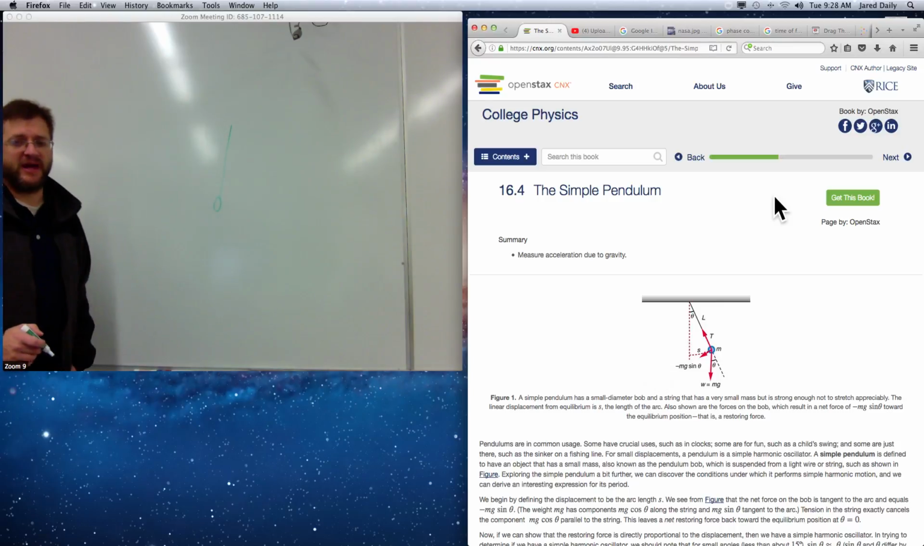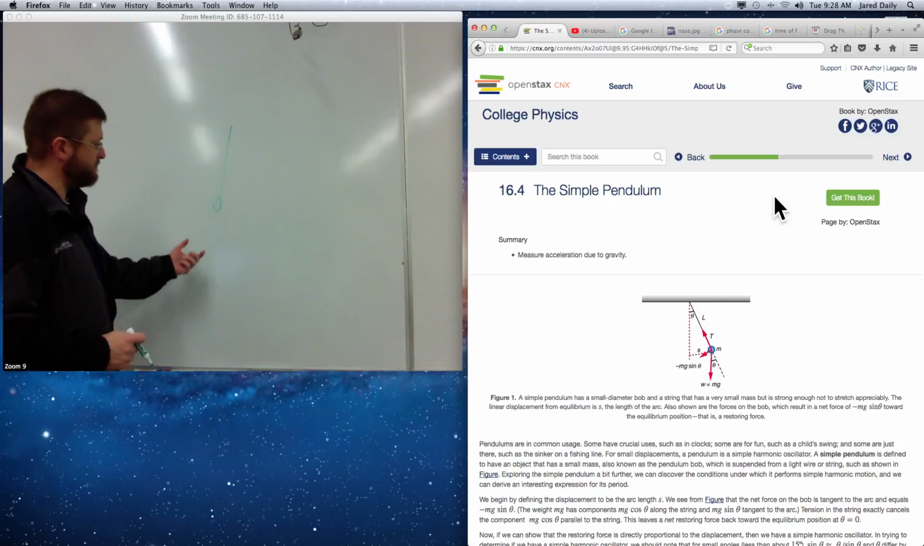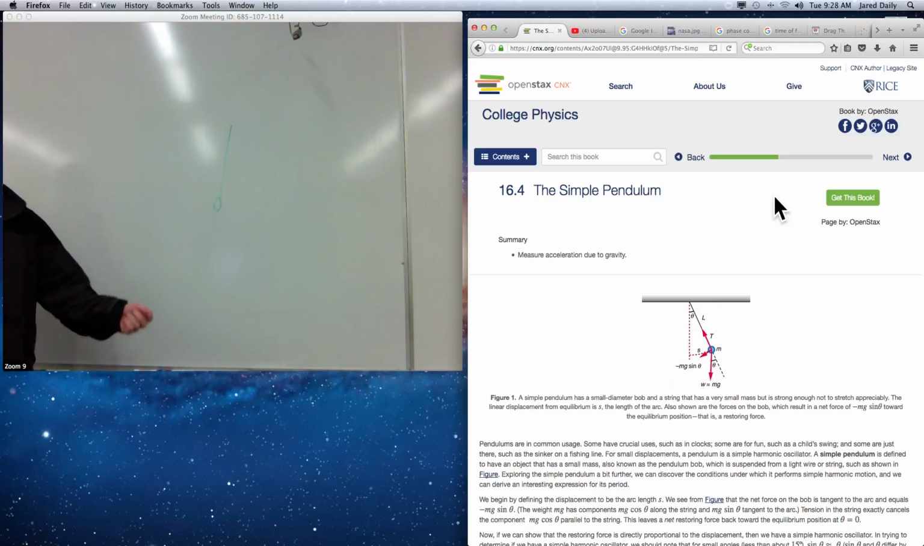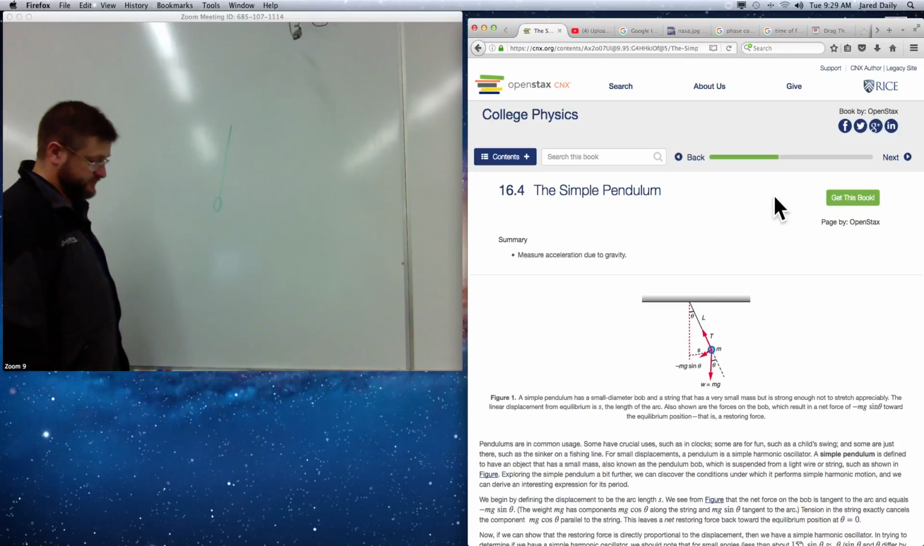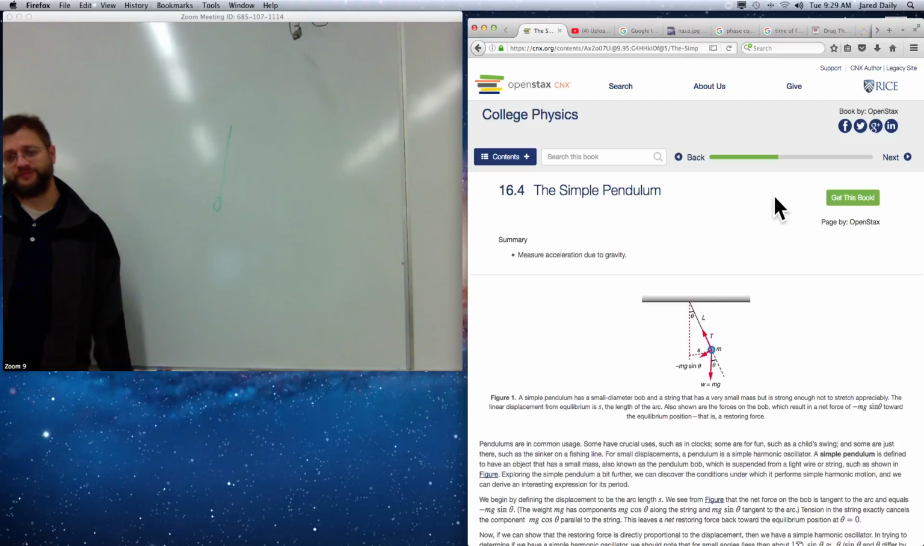So the very simple pendulum looks like this. It's got a mass on the end of a long string. The string has to be fairly long compared to how far it swings back and forth. Otherwise it won't behave in a simple manner. And that has to do with some mathematics that we use to simplify the equations we're going to deal with.